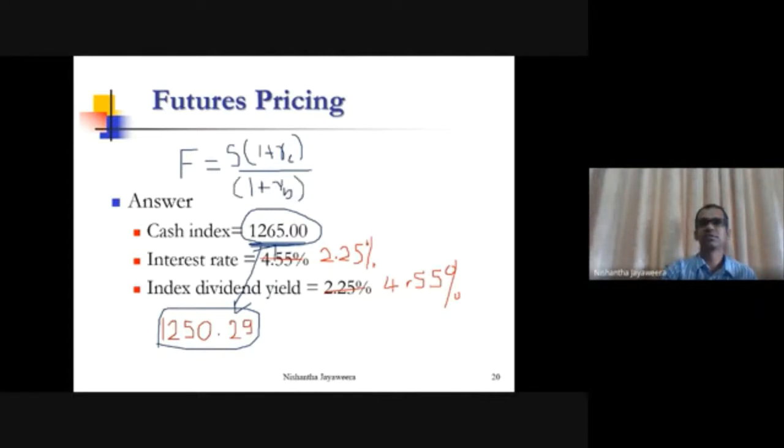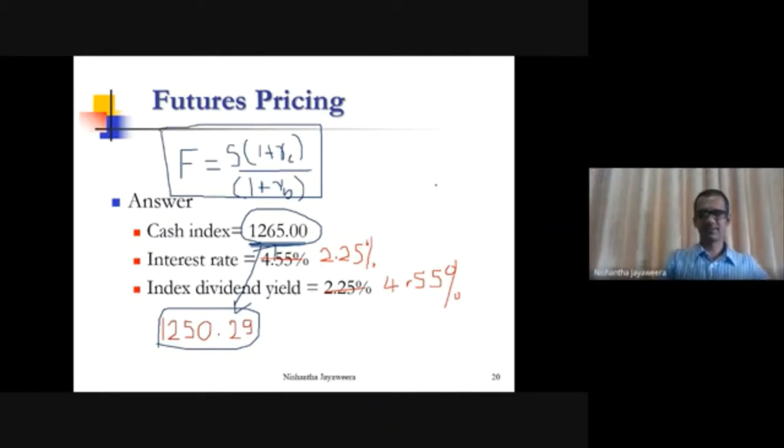Is it correct, this equation? So you need to put that day count convention adjustment here. I didn't put it. Assume for a 1 year period, then this is correct.